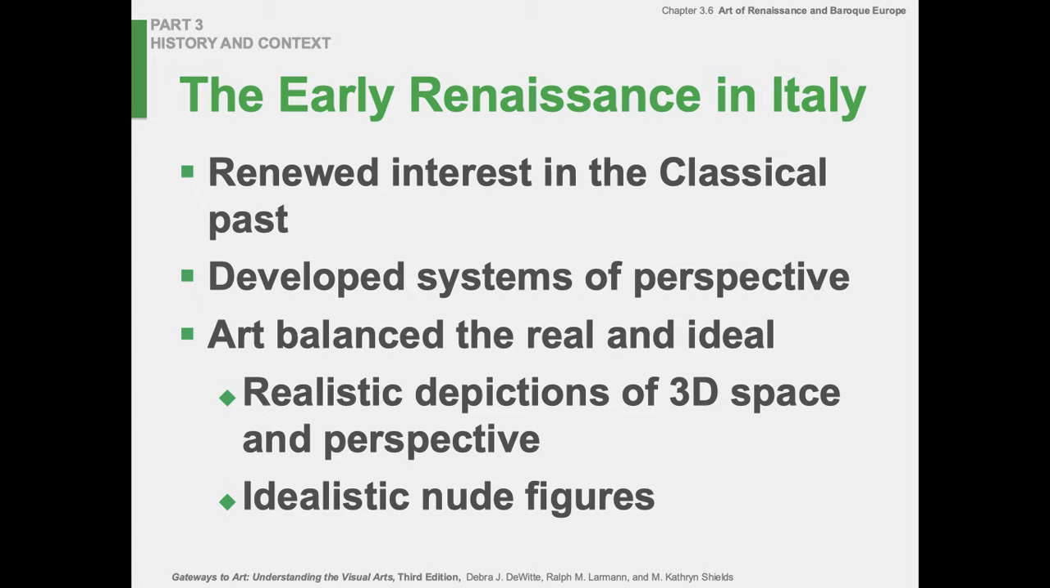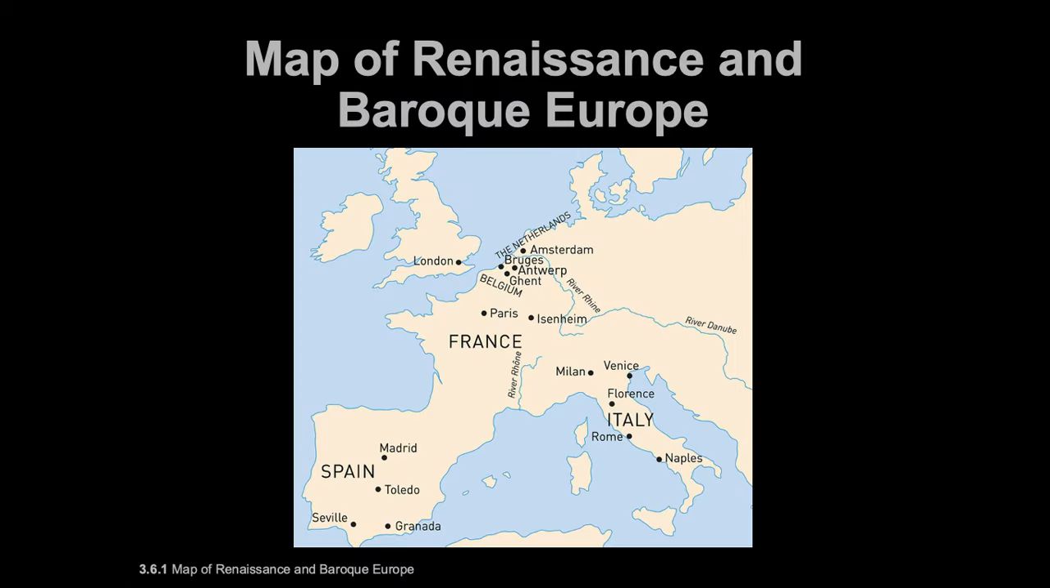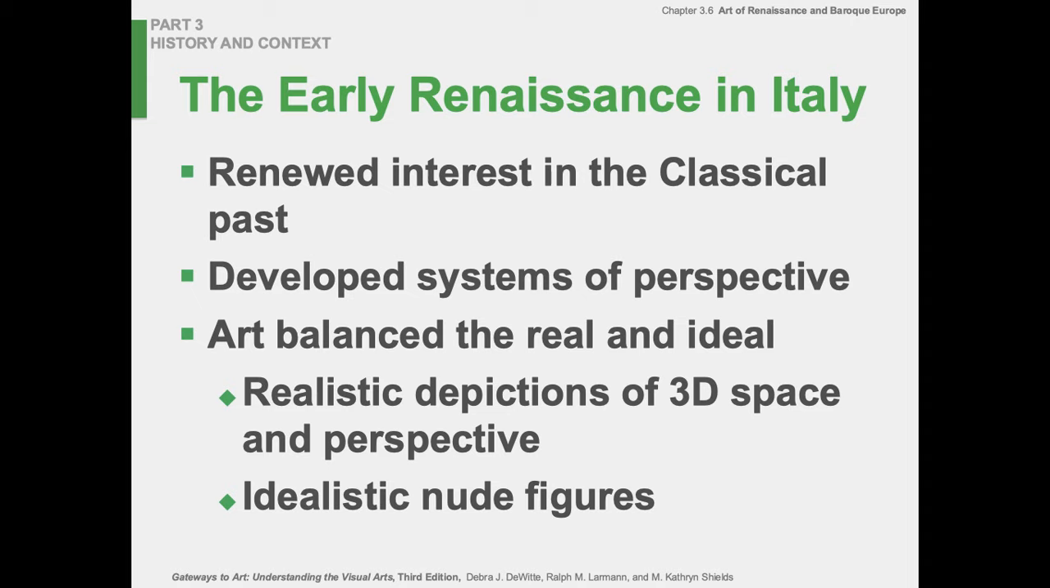The Northern Renaissance is a little bit delayed. Early Renaissance takes place in Italy. Renewed interest in the classical past. Remember, we're surrounded by architecture and sculpture. Not so much painting. Painting doesn't get preserved that well from that era. A few cases like Vesuvius and so on, but that doesn't get discovered during the Renaissance. So developed systems of perspective, and then we're balancing the real, meaning humans, and the ideal of divine characters from the Bible, okay? And also some of the Greco-Roman gods come in as well.